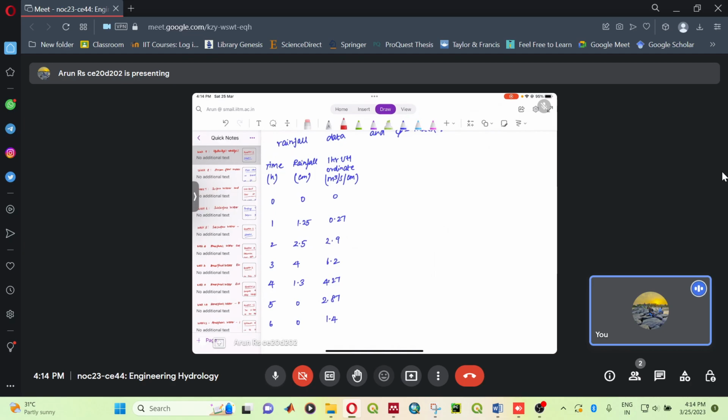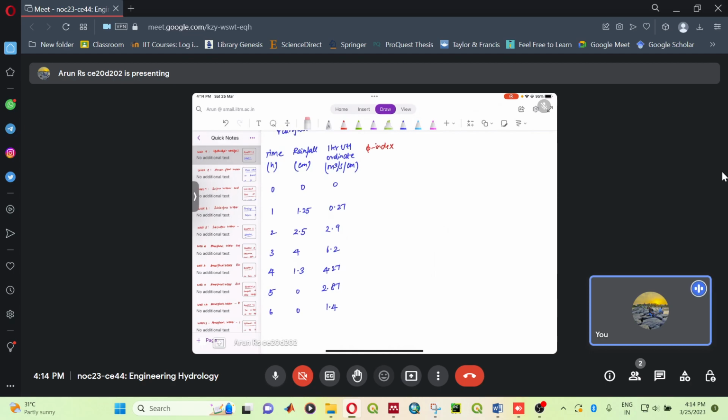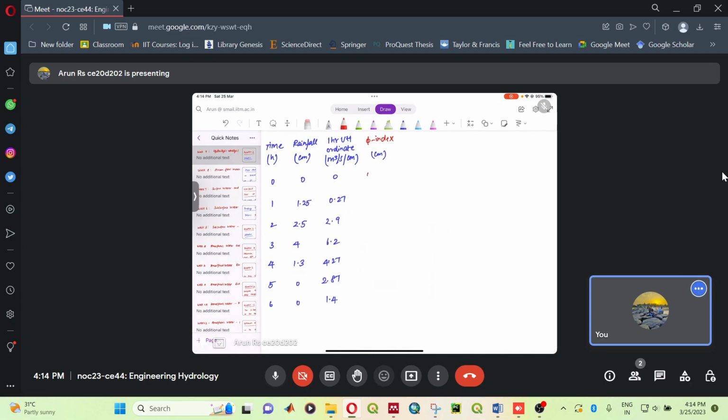Now we have the phi index that is given in the question. So phi index is given as 0.7 centimeter per hour, and here each duration interval is 1 hour only. So I'm going to write phi index in terms of centimeter. So phi index is 0.7 centimeter per hour. So 0.7 into 1, that is again 0.7. So for all the durations it will be uniformly 0.7.